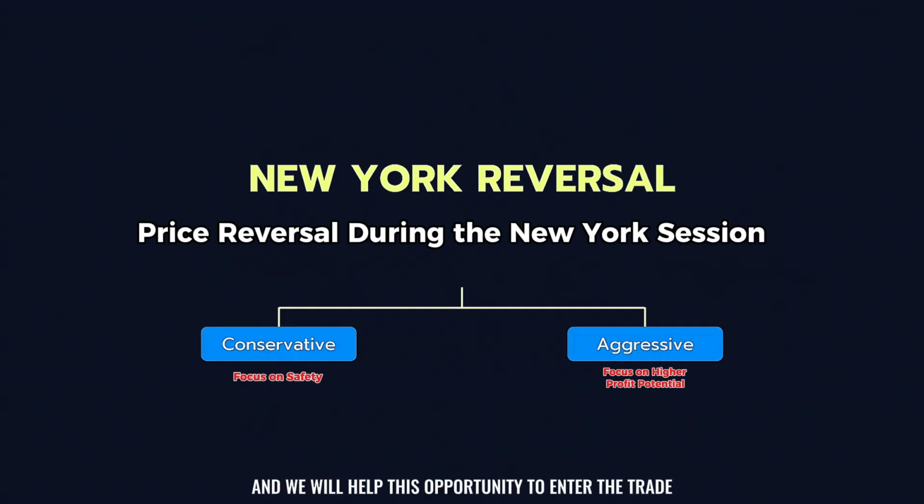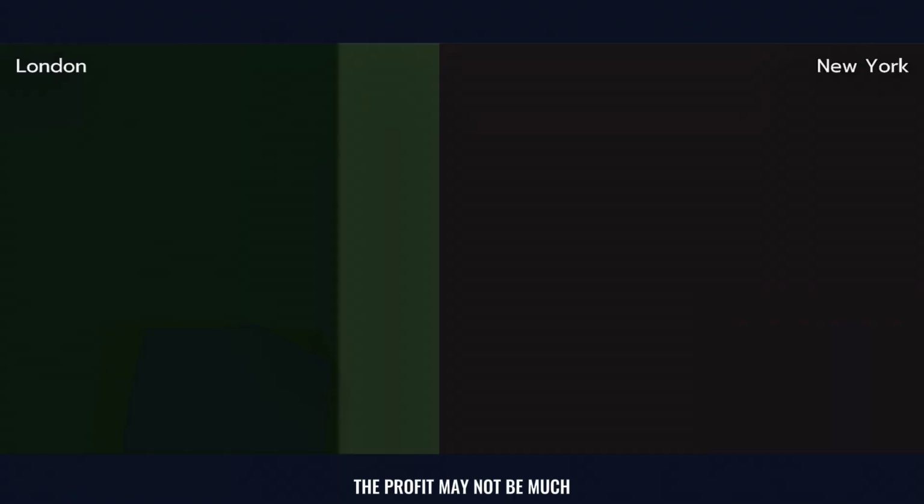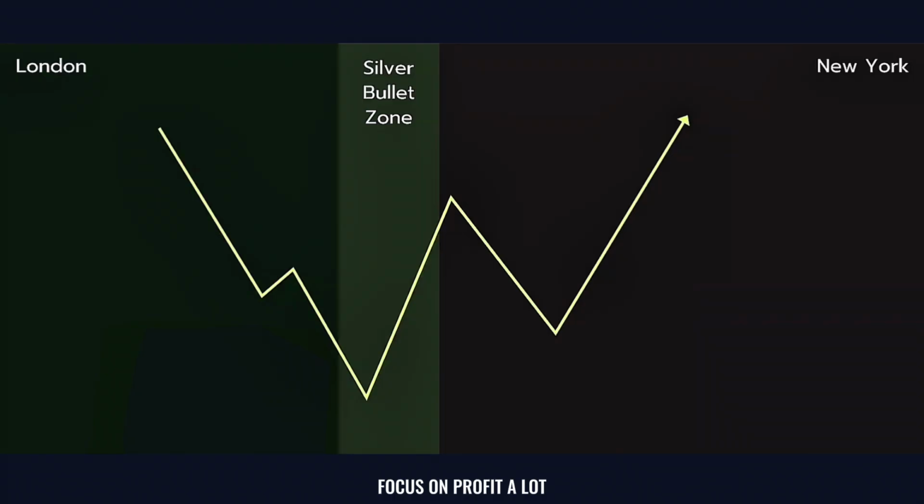to enter the trade. In the big picture, there are 2 types of trading: conservative and aggressive. With conservative, we focus on safety. The profit may not be much, but we are sure. As for aggressive, we take more risk and focus on a lot of profit. If you take the risk and get good results, the price has a lot of opportunity to get a high RR. And all the examples in this clip will be on the 5-minute timeframe.